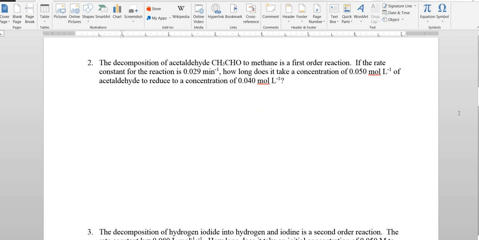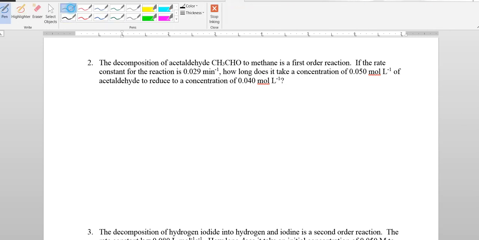So we've got a problem saying we've got the decomposition of acetaldehyde to methane as a first order reaction. If the rate constant, so I'm going to start writing down things that are given. So it gives us the rate constant, k is 0.029 minutes negative 1. I might write this as 1 over minutes. How long does it take?